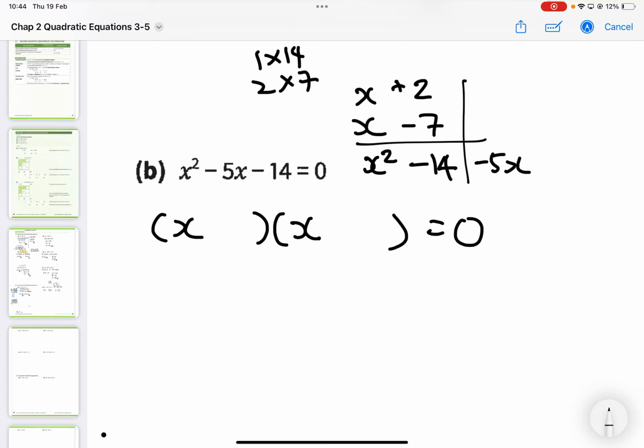Okay? So plus times minus, minus. Then when I cross, minus belongs to this 7. So I will have a minus 7x. I will have a plus 2x. Then just nice, add up to minus 5. Meaning, I will have my 2 brackets x plus 2 and x minus 7. Then from there I can continue.